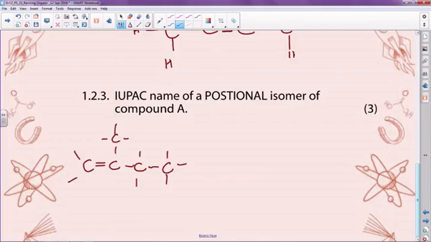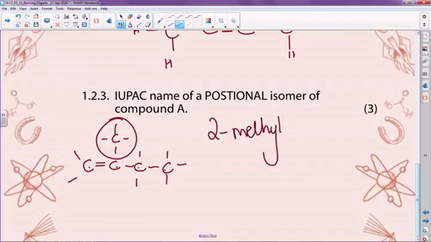But they didn't want the formula, they wanted the name. So we look and we go 1, 2, 3, 4. That's on the second one. So this becomes 2-methyl, watch, all one word, bute, 1-ene.